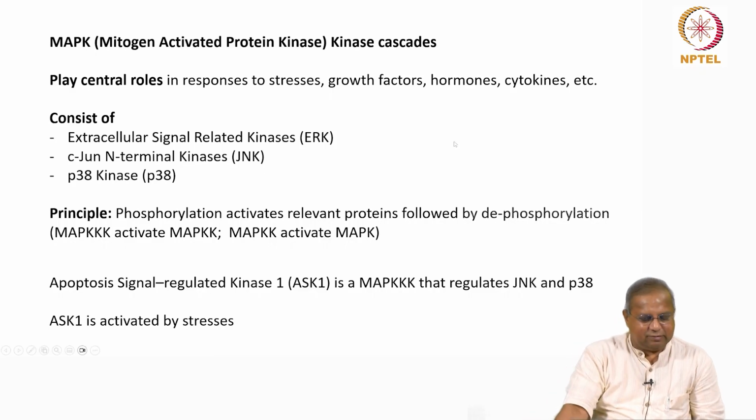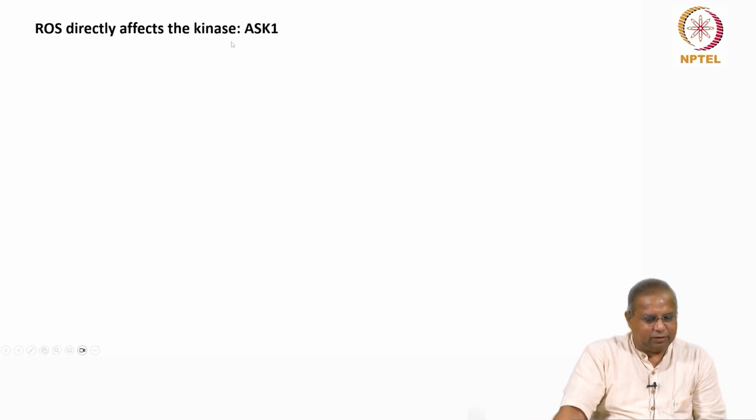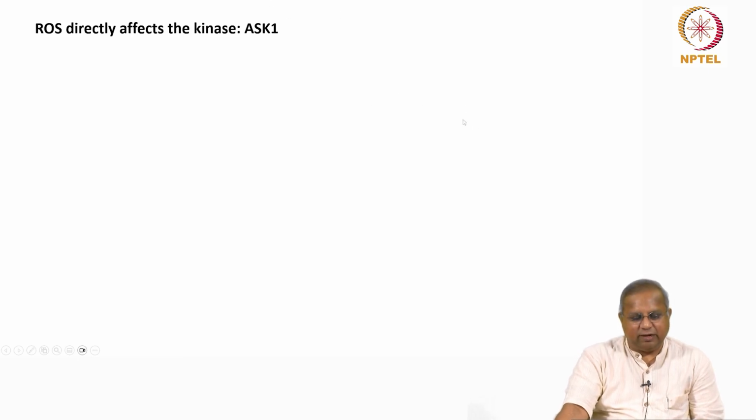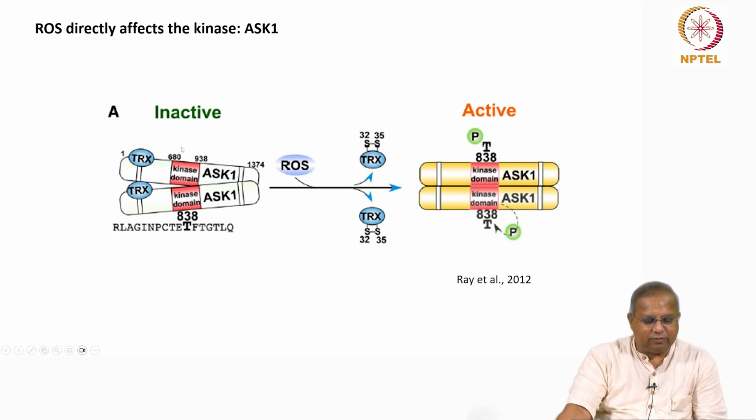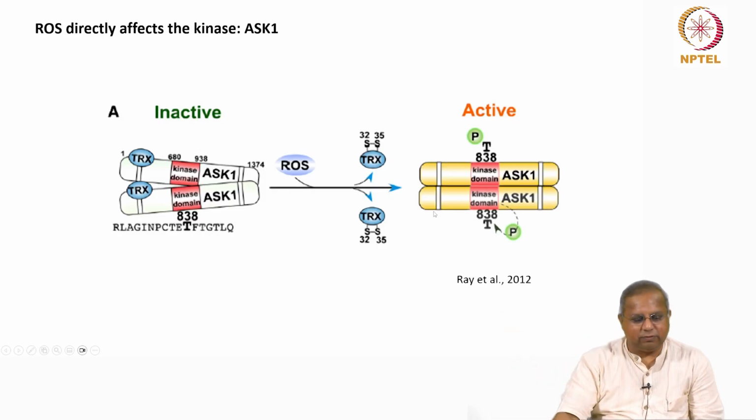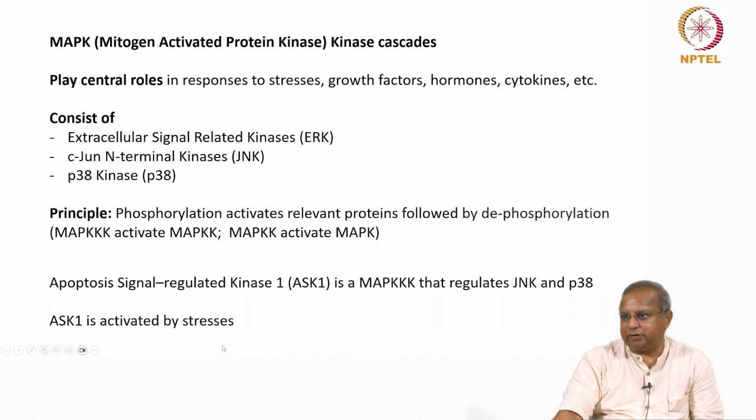Okay, some details of ASK. ROS directly affects the kinase ASK1, and the process is something like this. You have an inactive dimer which has TRX bound, that gets released when the protein gets oxidized. When the TRX gets released, with disulfide bond formation, which is the oxidation, ASK becomes active. So, now it can do whatever we mentioned earlier, activated by stresses in this fashion, and then it goes forward and does its work.